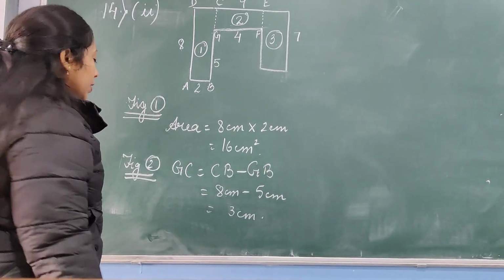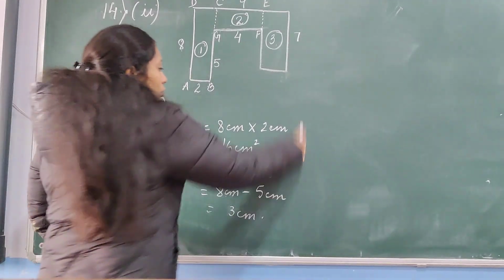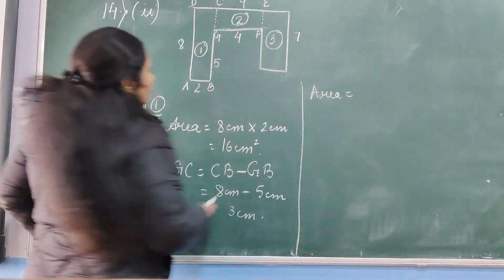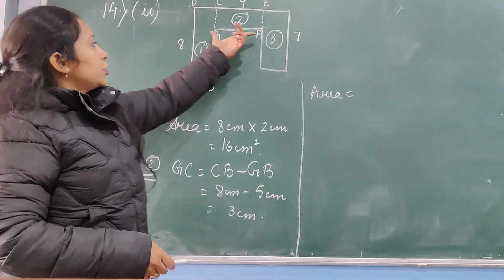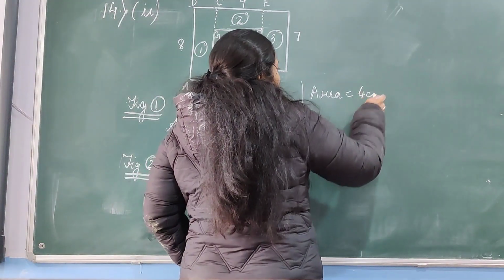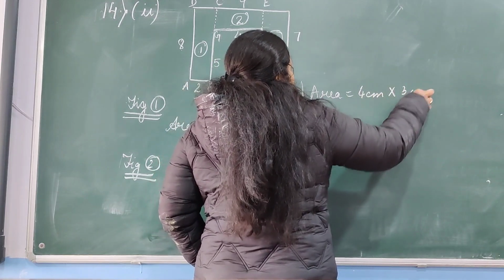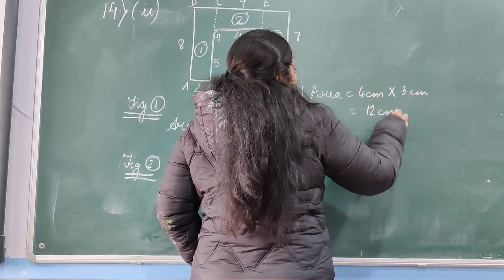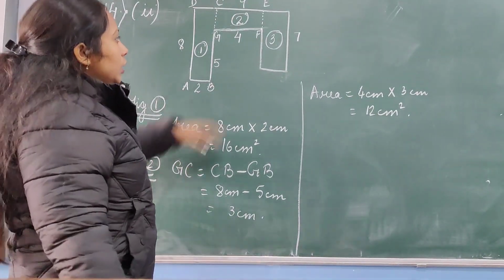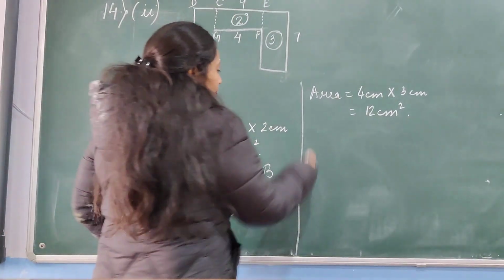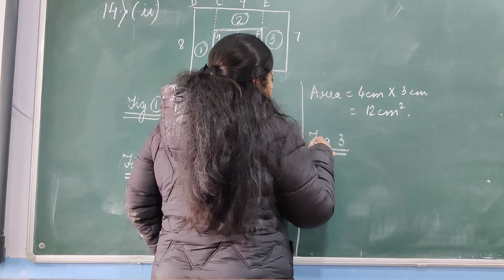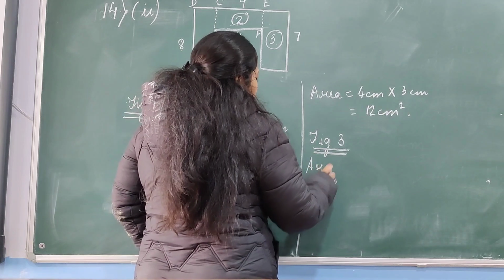So can we calculate the area of the second figure? The area of the second figure will be length into breadth again, that means 4 into 3. So 4 centimeter into 3 centimeter is 12 centimeter square. I hope it is clear. Then let's find out the area of figure 3. Coming to figure 3, what is the area?